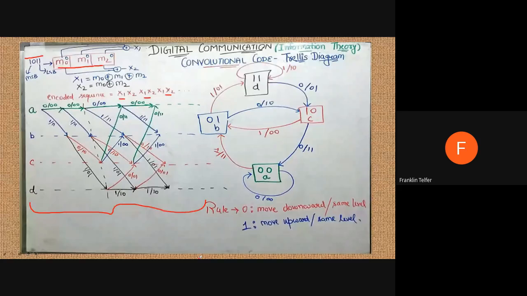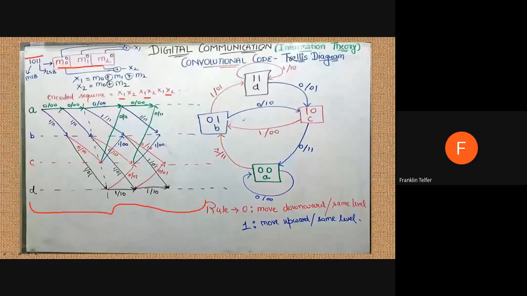trellis diagram. This is mainly used to find out the encoded sequence, the proper encoded sequence which may have an error. It can also be used for the decision making process for the shortest route. There is an algorithm called the shortest route algorithm. You can trace the shortest route from this trellis diagram.